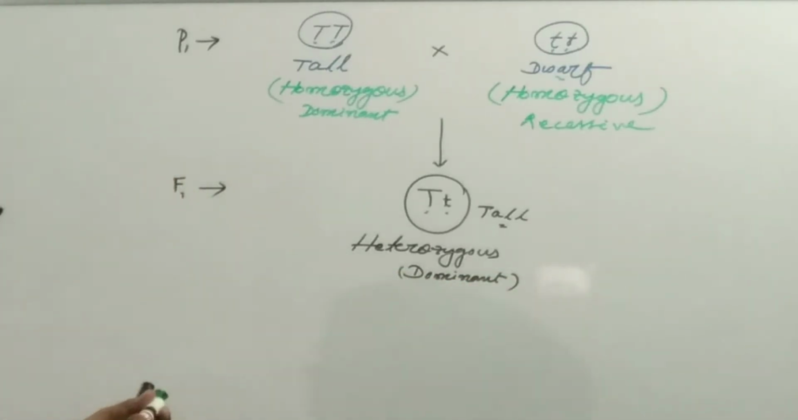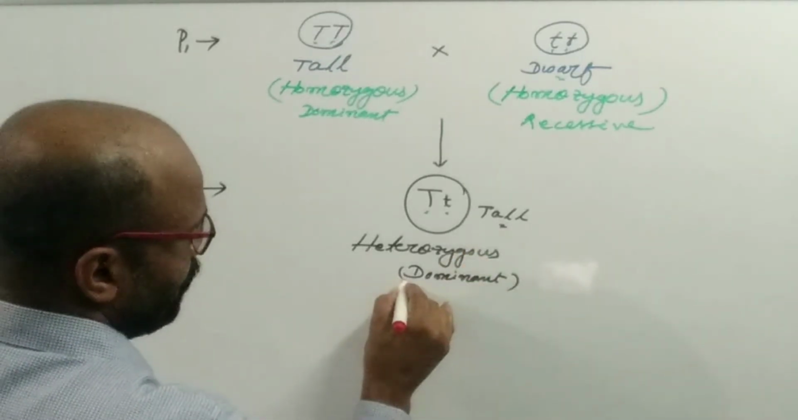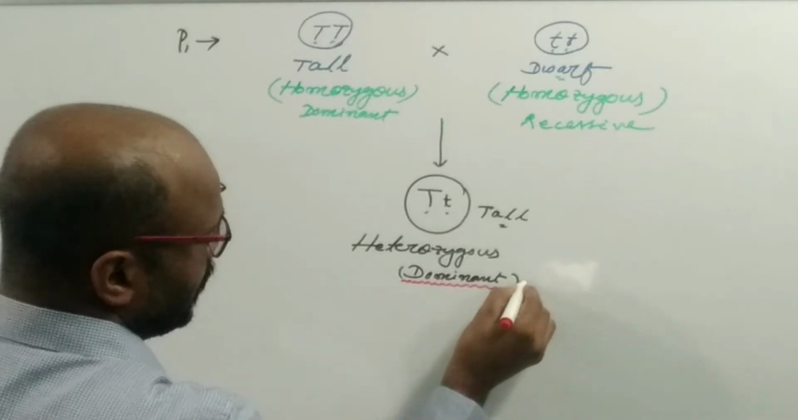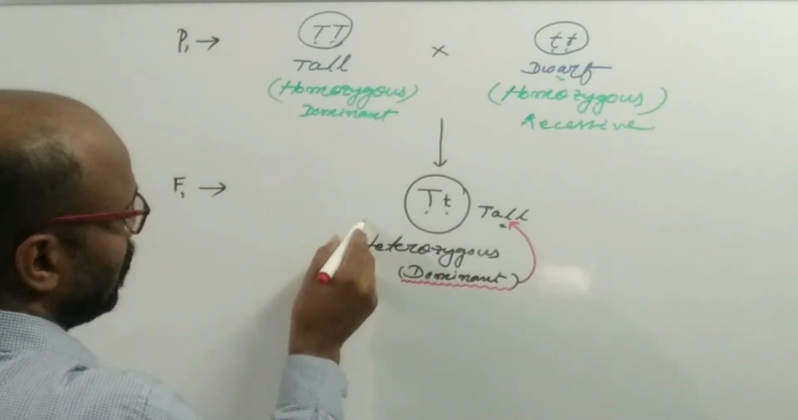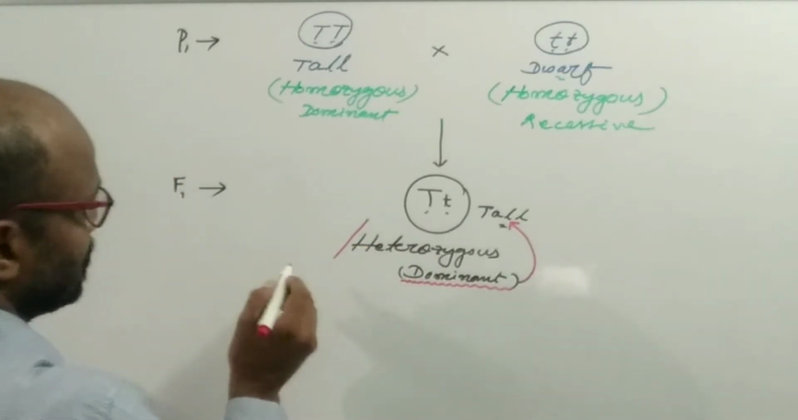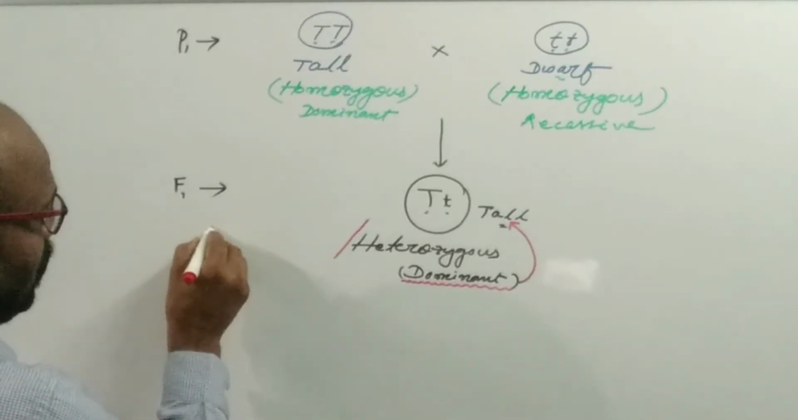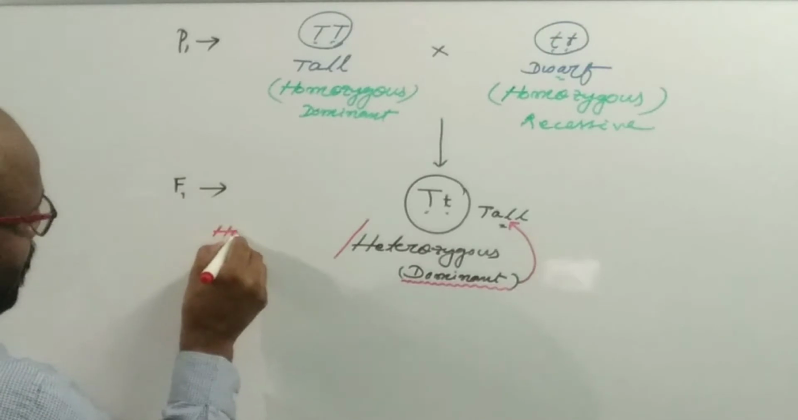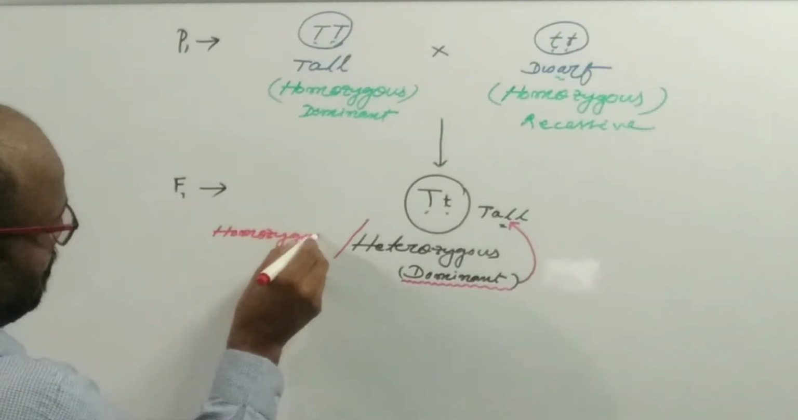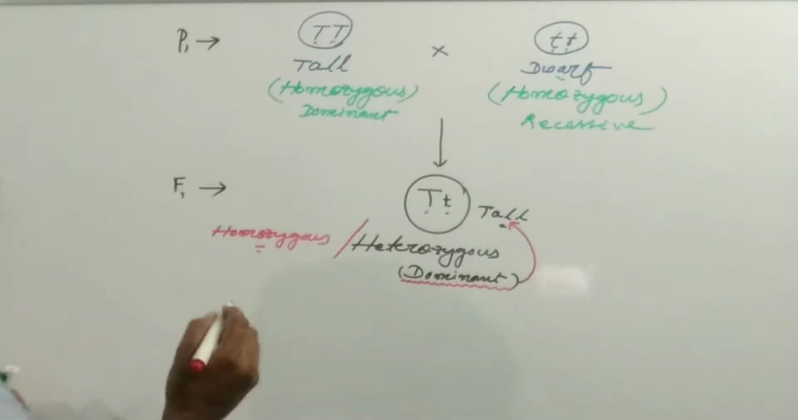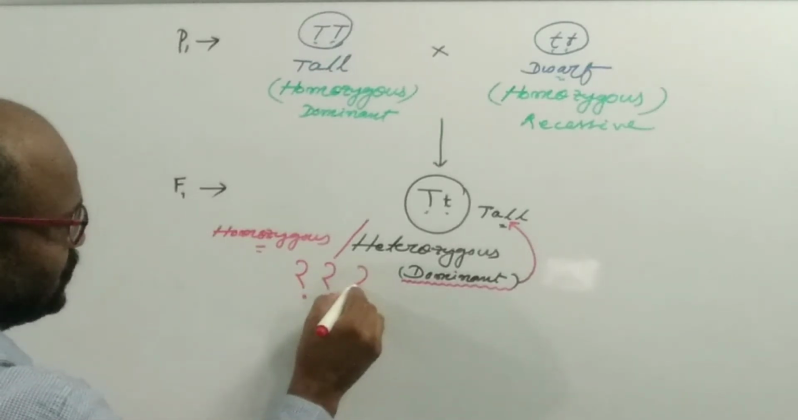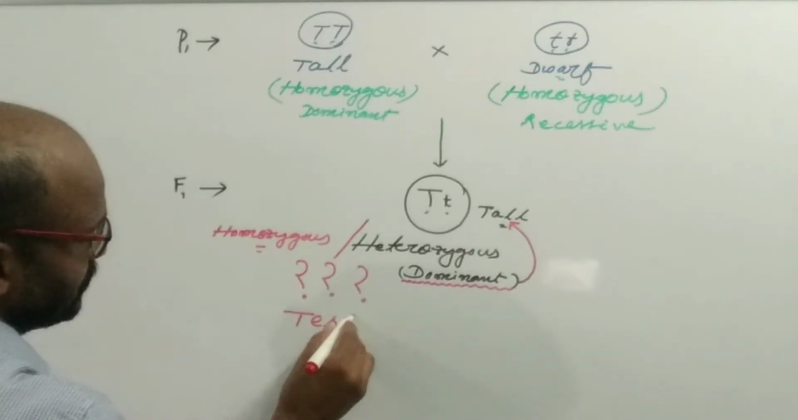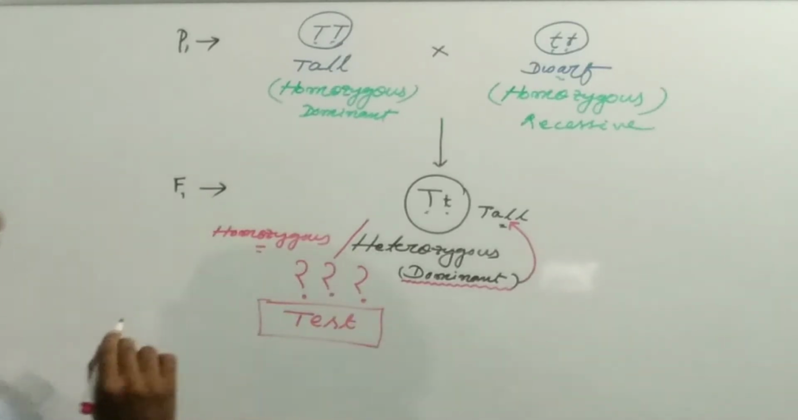Now the big question is whether this dominant expression, suppose this tallness expression, comes from the heterozygous or from the homozygous condition. This is confirmed by a cross, and such a cross is known as the test cross.